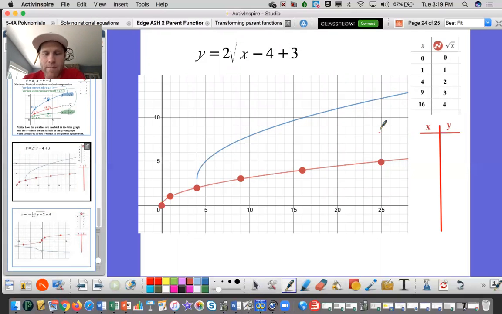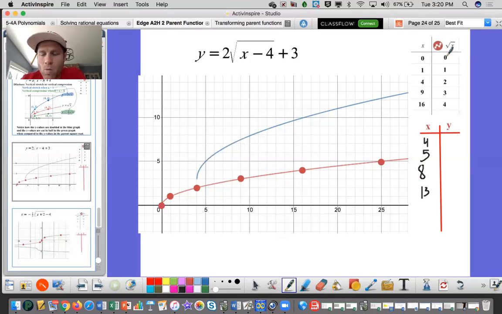So I have the parent table here, 0, 1, 4, 9 for square root. And I have this new function that I have written here. It has an x minus 4 plus 3 and a 2 out in front. So what we talked about before is minus 4 really means add 4 to all of these guys. So I'm going to write down a 4, a 5, an 8, a 13, right? That'll be enough for now.